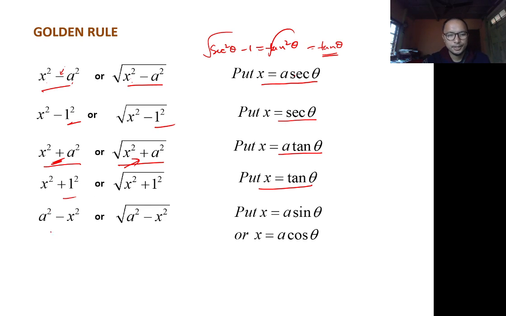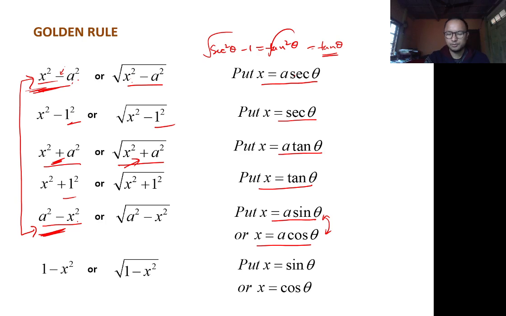Now one more, a square minus x square. Here, don't confuse these two. So x square minus a square is one, then what is a square minus x square? For a square minus x square, you put x equal to a sin theta or a cos theta, depending on the question. Don't confuse these two. So this is the golden rule of what you should put. Similarly, under root 1 minus x square, we will be putting x equal to sin theta or x equal to cos theta.